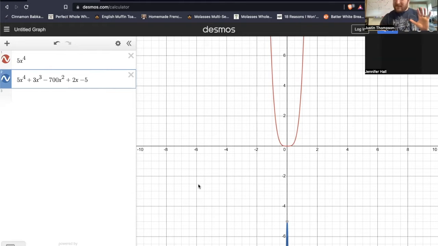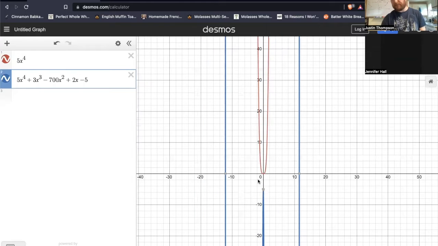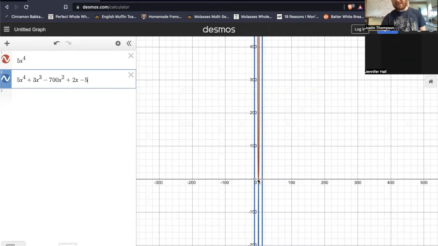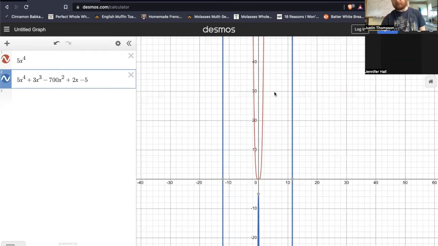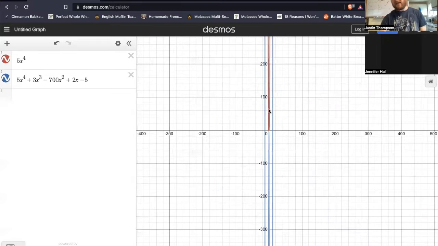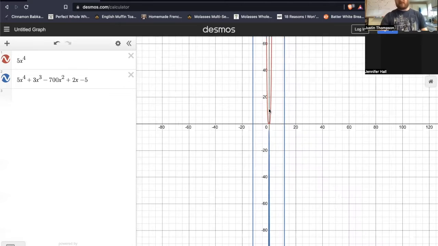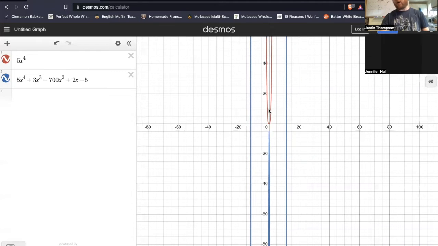But here we go, there it is. We didn't have to zoom out very long before that term, the 5x to the fourth, really takes over. And yeah, of course, it's not exactly the same as the red function, because we have a bunch of other terms there. But you could see that this thing looks like a cup as you get really far away from the origin. Does that make sense?